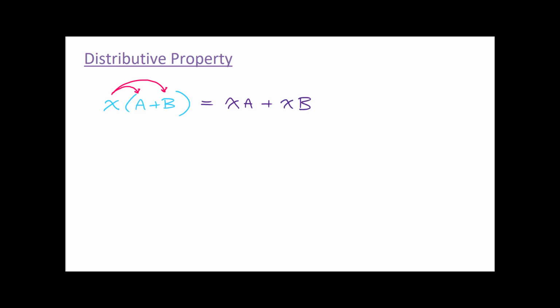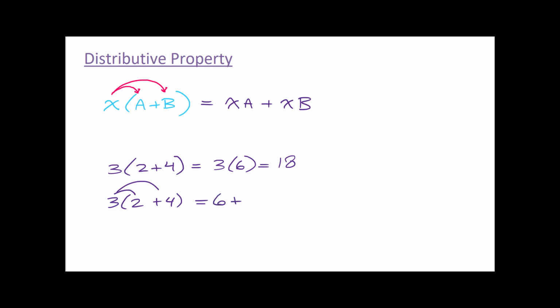So the idea is, if I had something on the outside, 3 times 2 plus, let's make it a 4, well, I could do it two different ways. I could add the 2 and the 4 and go 3 times 6, and 3 times 6 is 18. It's the same thing as if I distributed: 3 times 2, 3 times 4, that gives me 6 plus 12, and 6 plus 12 is also 18. So when we're simplifying, we can distribute.